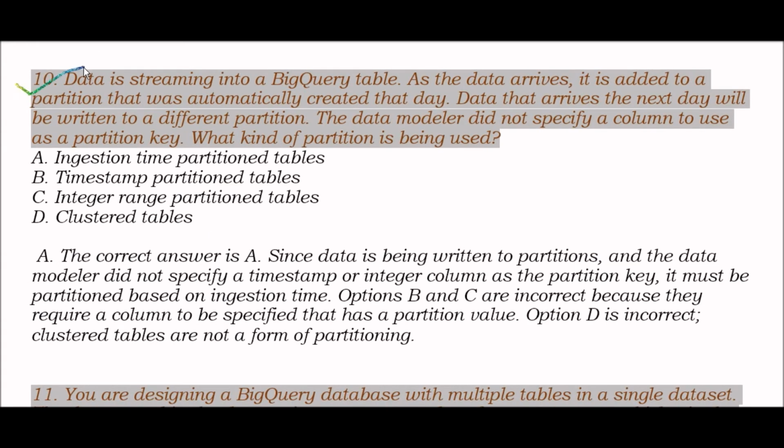Next question. Data is streaming into a BigQuery table. As the data arrives, it's added to a partition that was automatically created that day. Data that arrives the next day will be written to a different partition. The data modeler didn't specify a column to use as a partition key. What kind of partition is being used in this case? Option A, ingestion time partitioned tables.